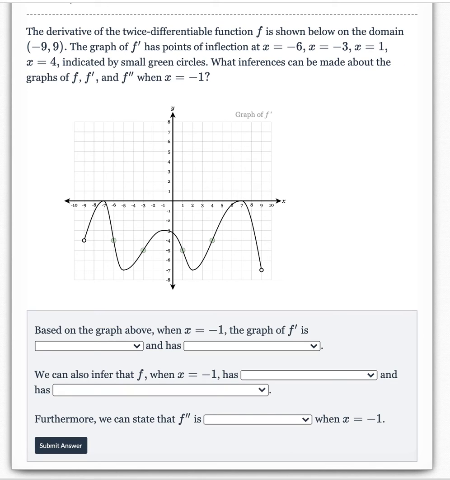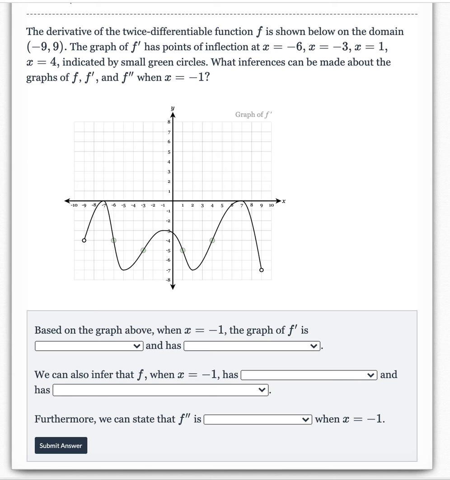Example, we're now going to talk about analyzing what happens at a specific point on both the graph of f, f prime, and f double prime. In our example, we're given a twice differentiable function. Again, f prime exists, f double prime exists. All right, it's got points of inflection at -6, -3, 1, and 4, but those are points on the graph of f prime now. Okay, so they are graphs on f prime, not the graph of f. So let's take this in pieces and answer the questions related to the given information.